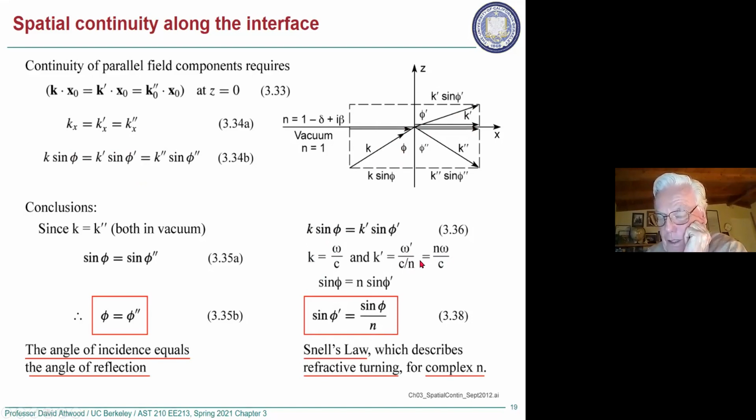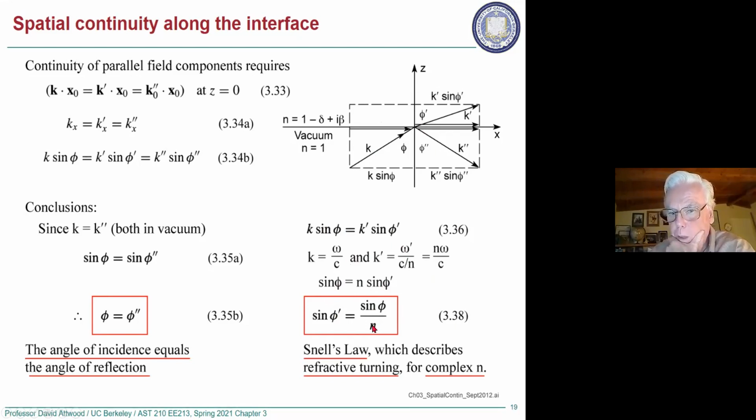But the frequencies are the exact same, okay? So as a result, from this relationship, we get that the sine of phi is equal to the refractive index in the upper medium times sine of phi prime. And this is Snell's law, okay? So the refracted angle solved for here is the incident angle over n.